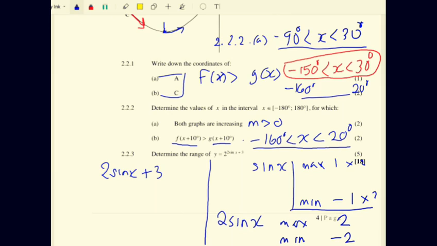But we still need to add another transformation, add 3. So for 2 sine x plus 3, we add 3 to the 2 and also add 3 to the minus 2. The maximum value is 2 plus 3, which is 5. The minimum value is minus 2 plus 3, which is 1. So if I have a function y equals 2 sine x plus 3, the minimum value will be 1 and the maximum value will be 5.